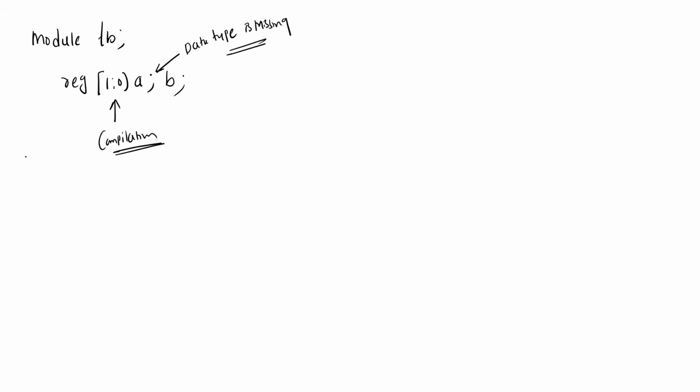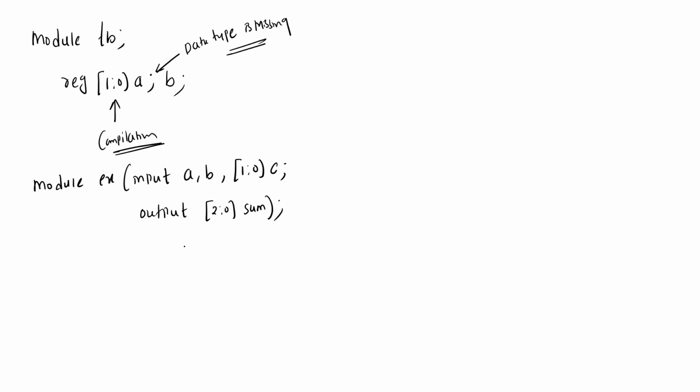Yes, sir. Okay, let us take module example. Input a comma b comma 1 down to 0, let us take I am giving C, semicolon. Output 2 down to 0 sum. Is there any error in this?